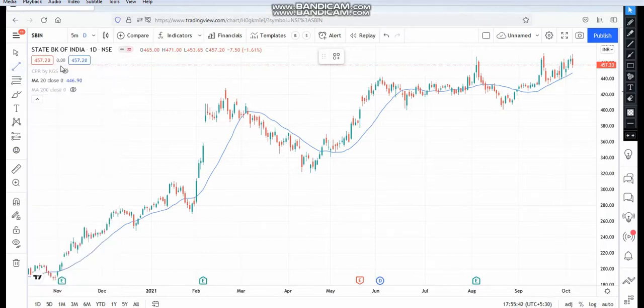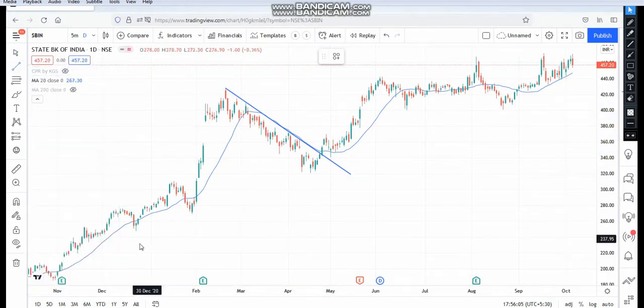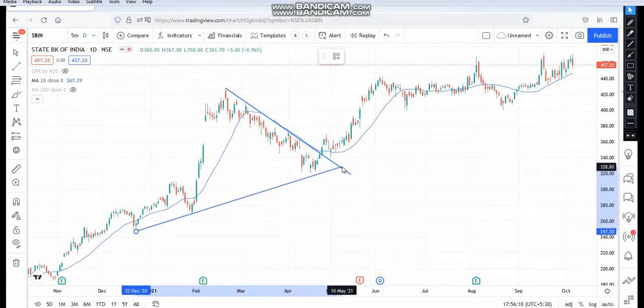First, let me draw a triangle pattern. We have to choose trend line. For all the patterns, trend line is very, very important. This is the period of February 2021. Here you can see, I am connecting all the resistance points. And now I am again going to connect the support line. Here you see. So this is called triangle.